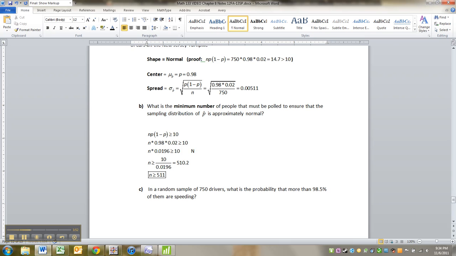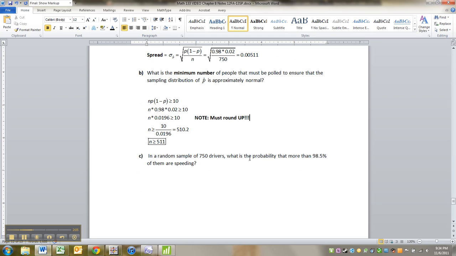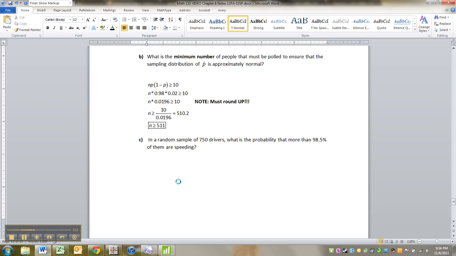So note, you must round up for these kinds of problems when they're asking for sample size. And that's going to continue, by the way, in Chapter 9. You're going to have to do sample size calculations there. Again, you will round up. You can't go any lower than 510.2, so you have to round it up to 511, because you can't get 0.2 of a car.